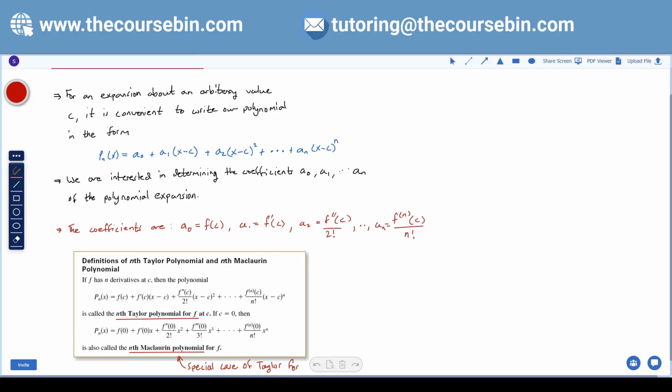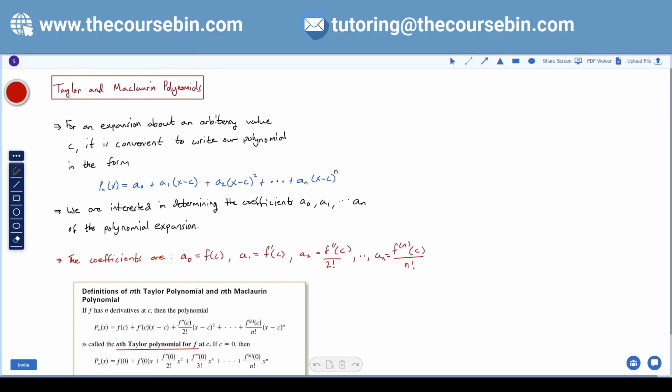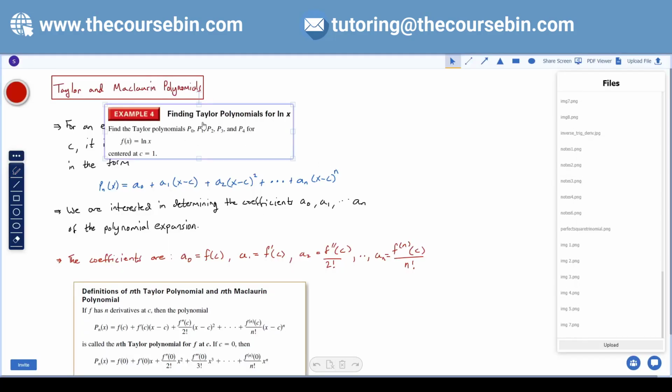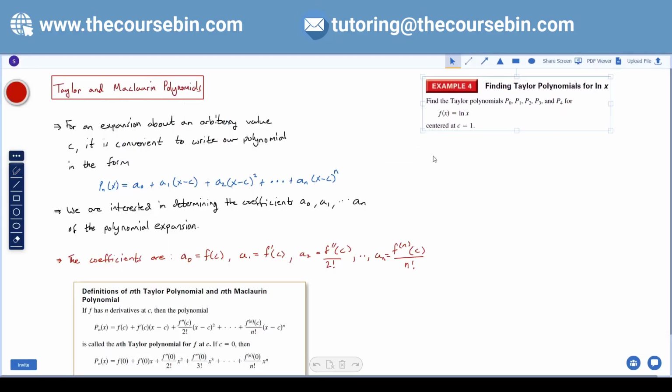Okay, so let's move on to the next thing here. We can actually do a quick example. Okay, so in this example it says to find the Taylor polynomial P0, P1, P2, P3, and P4 for when f of x is equal to natural log of x, centered at c is equal to 1, right?